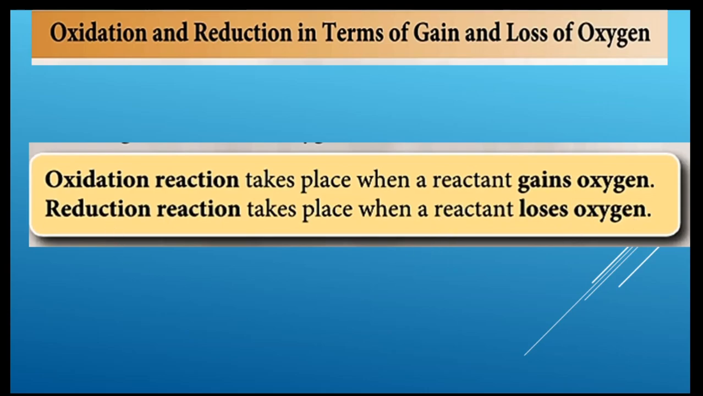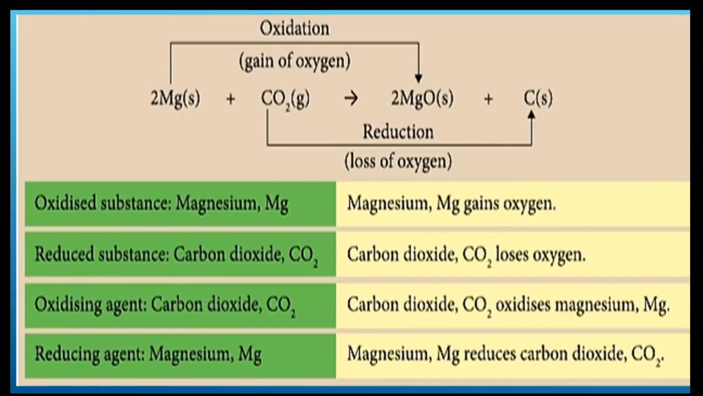Understand? For example, here we have magnesium plus carbon dioxide. The product is magnesium oxide plus carbon. So here, the magnesium, right hand side, magnesium oxide. So dia gain oxygen, from Mg become MgO, gain oxygen. So the magnesium undergoes oxidation.